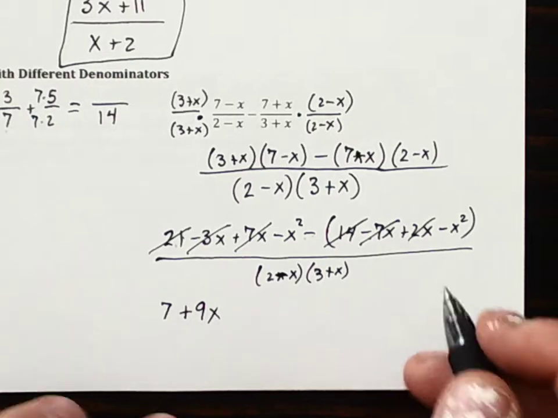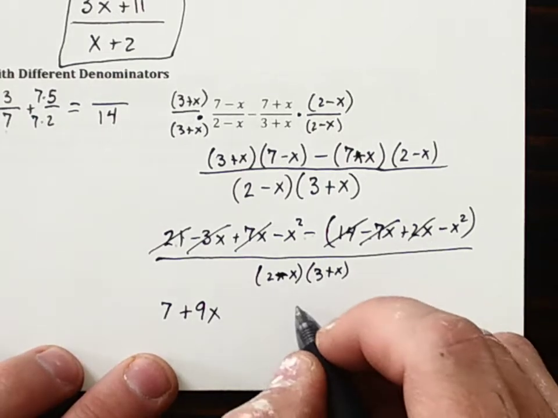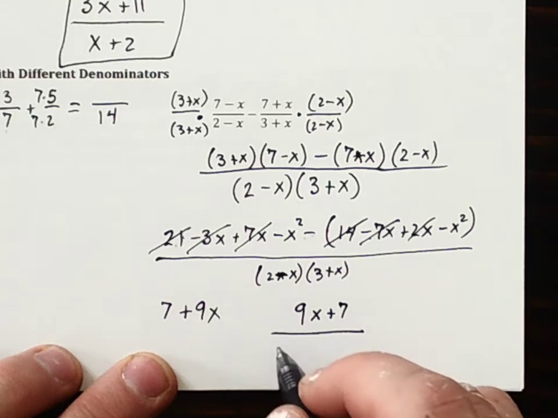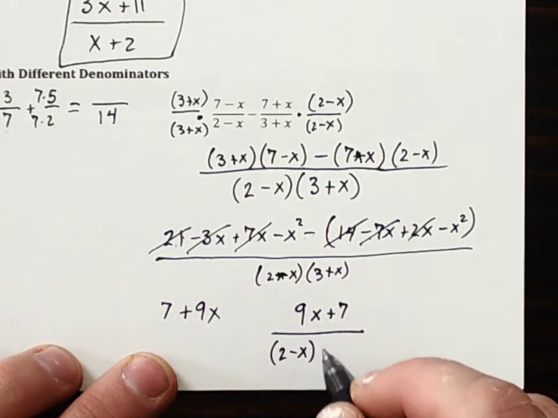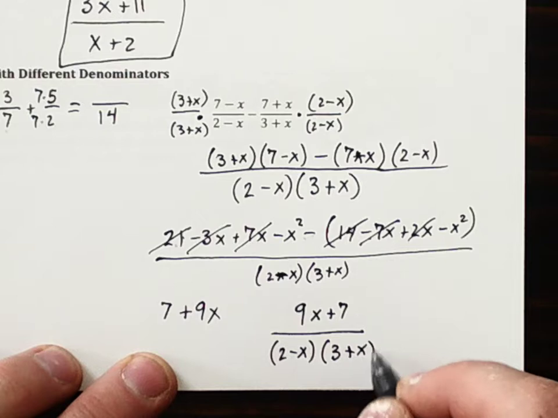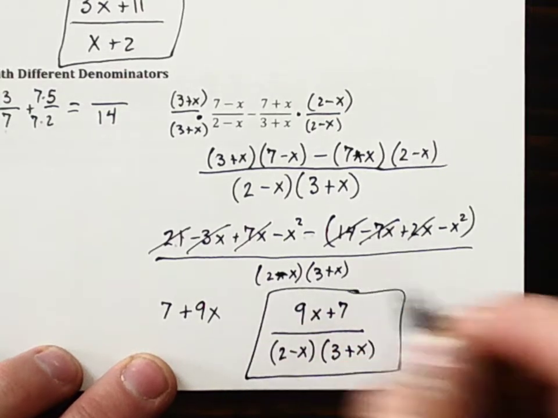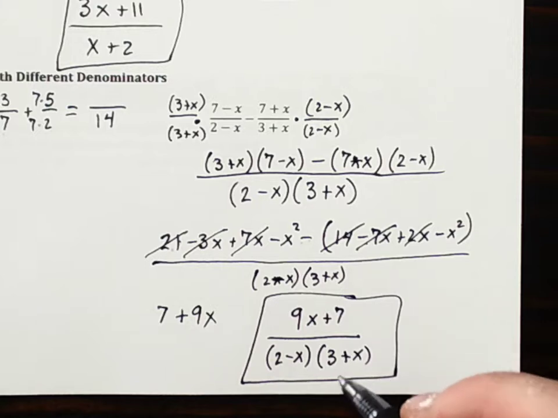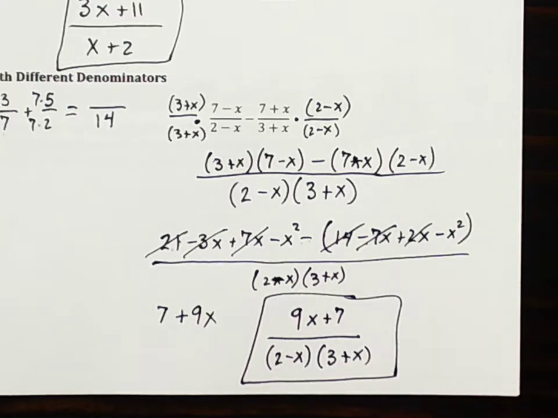We could flip that and write it into standard form: 9x plus 7 divided by 2 minus x times 3 plus x. We don't normally multiply out the denominator. We generally leave it in factored form if possible, but you simplify the top. So there it is.